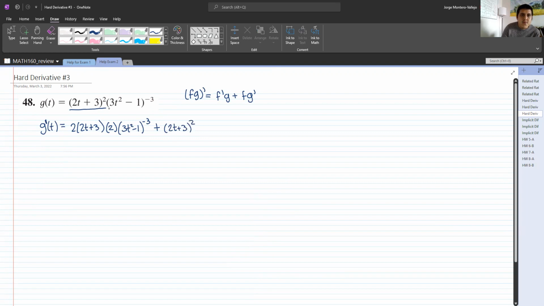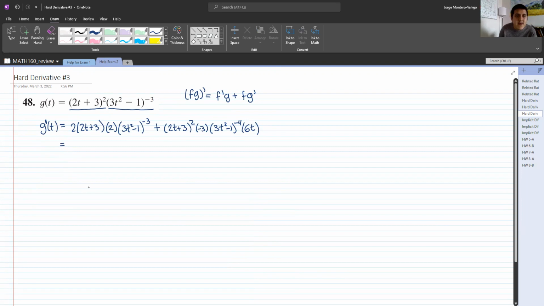And then now we need to do the derivative of this one. Well, again, general power, right? Function being raised to a power. So -3, and then 3t squared minus 1. Then this raised to -3 minus 1, that's -4. And then the derivative of the inside, that's going to be 6t. Right? Let's see what else we can do now.